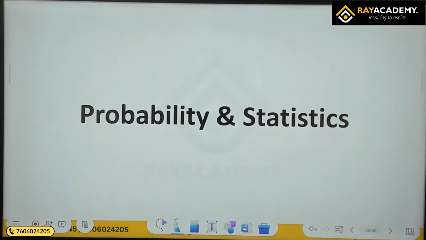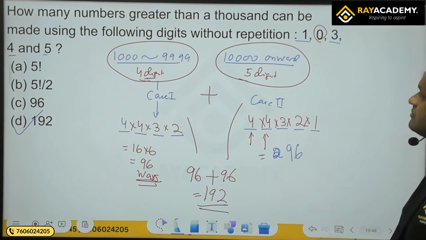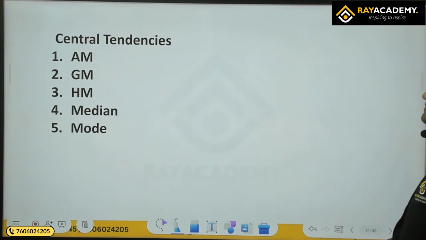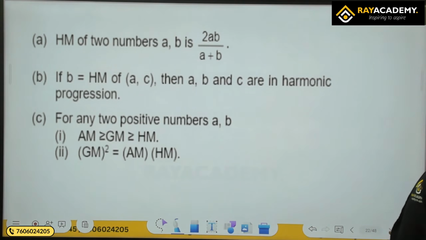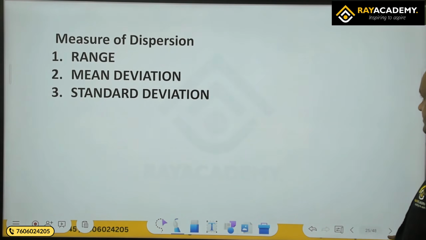Okay, so this part we have covered many of the questions of permutation combination. Now probability we will do some part. The statistics we did in the last class, so I will go directly to the probability parts.